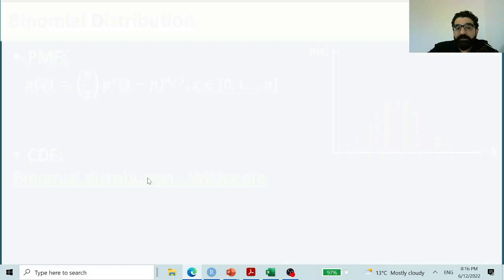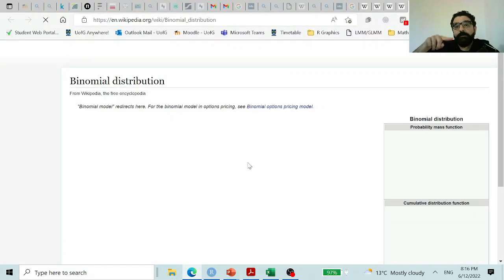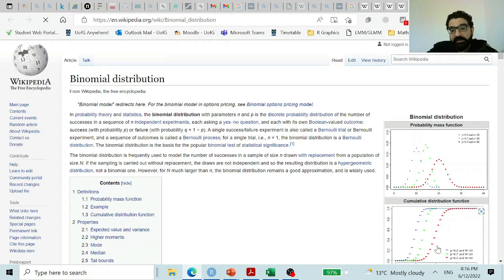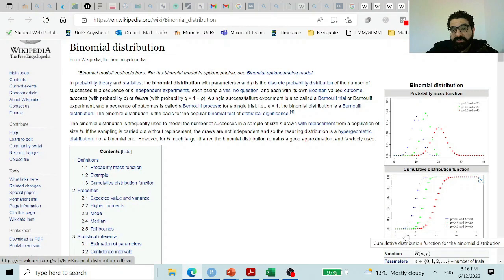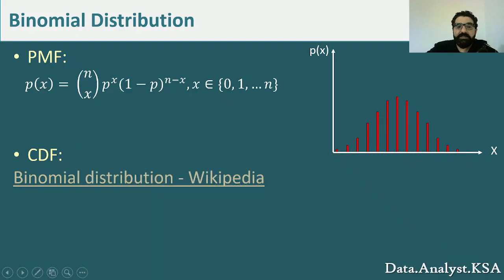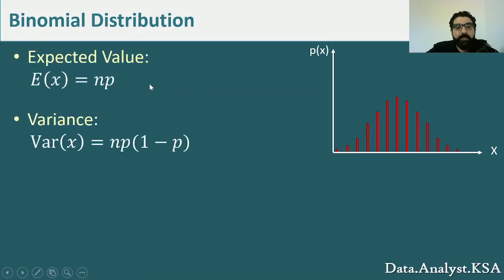The CDF of the binomial distribution will be kind of like an increasing trend. So as you see in the beginning here, it's small, it increases discretely until it hits 1, as we've seen in all CDFs. The expected value is N times P.